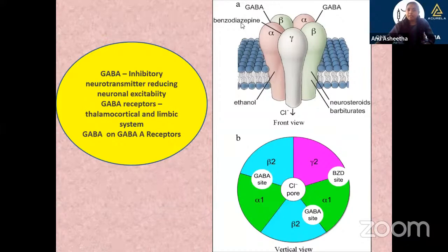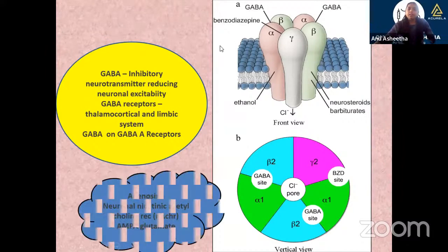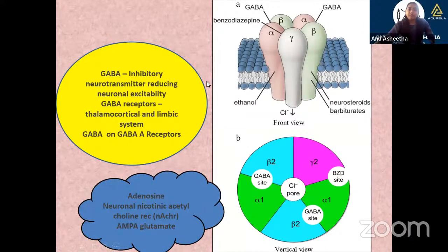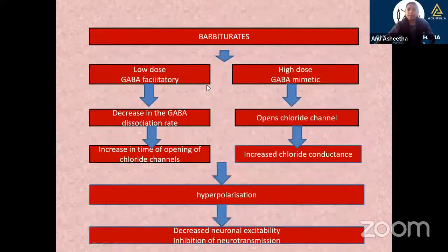Benzodiazepines, barbiturates, and even etomidate and propofol are allosteric modulators of GABA. So, if any of these drugs finds its place in the GABA receptor, then the chloride channel opens, hyperpolarization occurs, and the neurotransmission is inhibited. GABA receptors are mainly concentrated on the thalamocortical and the limbic system. And the other receptors are adenosine receptors, neuronal nicotinic acetylcholine receptors, and AMPA glutamate receptors.